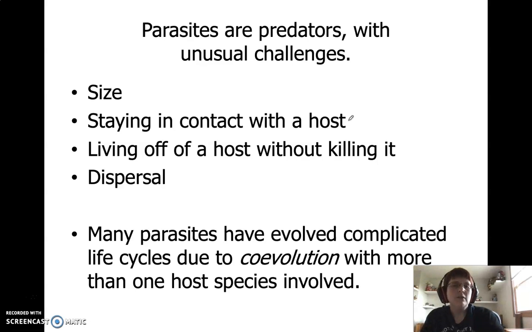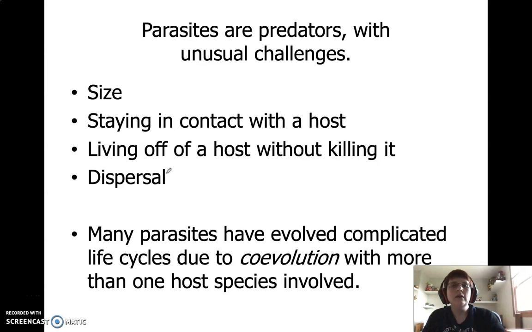They do need to live off their host without killing it. And so this is why many of them only feed for a short time, or they don't make a huge impact on a host, don't make them very ill, because if you make your host ill, they will notice and tend to get rid of you. And they need to be moved around. And so this is actually related to their life cycle.